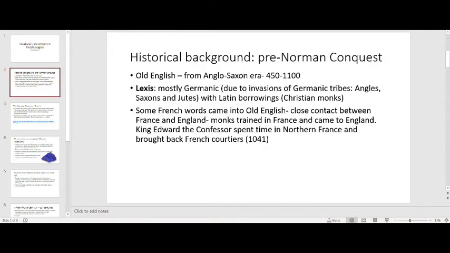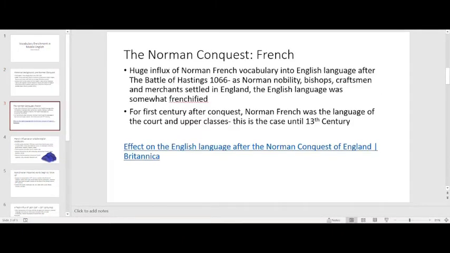In contrast with this though, Middle English was much more open to foreign influence. There was a huge influx of Norman French vocabulary into the English language after the Battle of Hastings in 1066. And many people say this moment was the start of Middle English itself, as opposed to 1100, as it was like the big turning point in power, really.